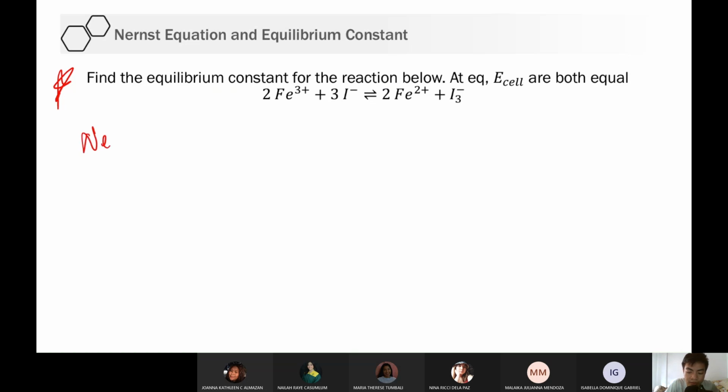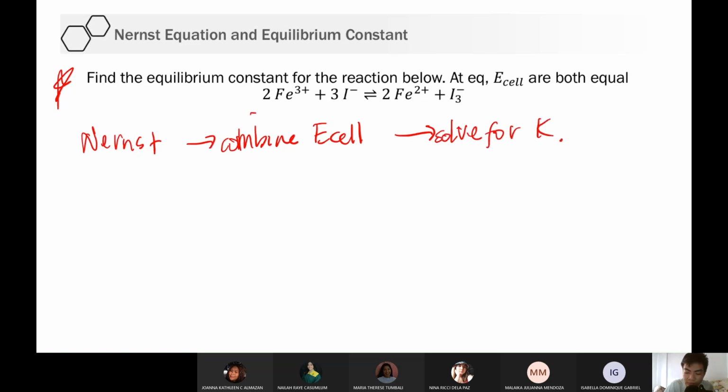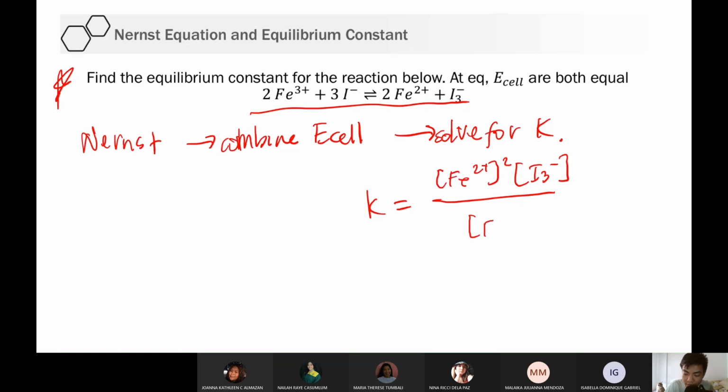Okay. So you write the Nernst, no? Let me show you the pattern. Gawa ka ng Nernst, combine e-cell, pagsamahin mo sila, then solve for K. Okay. Solve for the equilibrium constant. Let me write the equilibrium constant for this one. That is Fe2 plus squared I3 minus over Fe3 plus squared I minus 3. Okay. So, ayan.